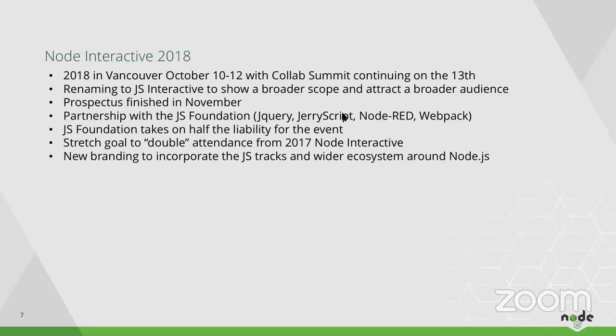So for 2018, our event will now be called JS Interactive. It's still Node Interactive that we've come to know and love, and is the primary place for Node developers to get together, and we'll have our collaboration summit and all the other events. But we were trying to find a way to get more of the JavaScript ecosystem to participate. And so we are just dropping the Node from the name so that they don't feel like they're not being included, and still doing all the same activities and more.